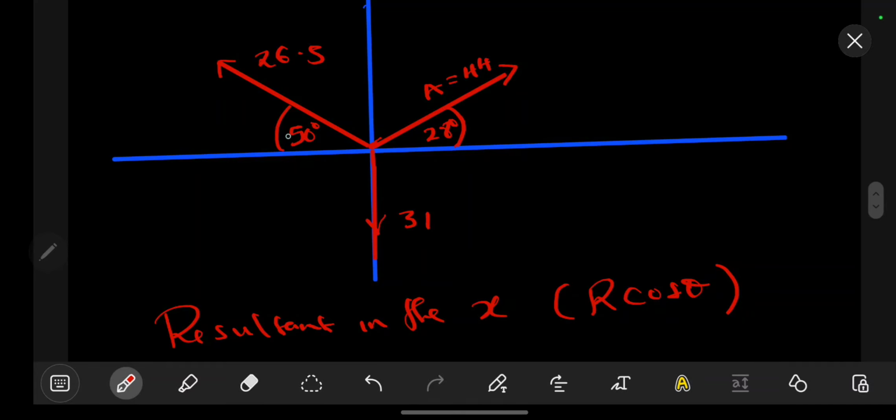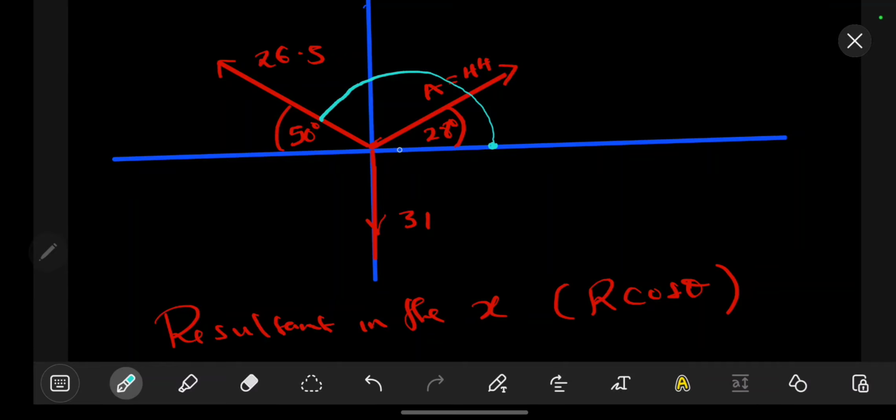We have 50 degrees here. So this is not the one. We always measure angles from the positive x-axis. So that means the angle that you will use should move from here up to here. By doing that, you have accounted for measuring the angle from the positive x-axis.